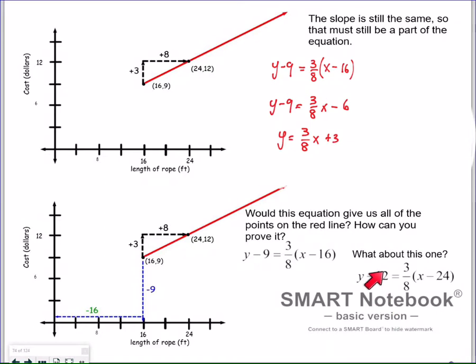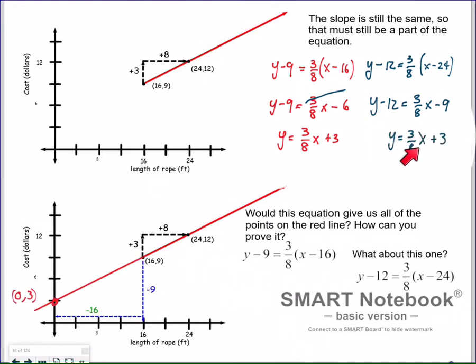I'm going to take the other equation, this guy. I'm going to do the same thing. I'm going to distribute the 3/8. So 3/8 of 24 is 9. And I'm going to add 12 to both sides, and we get the same equation.